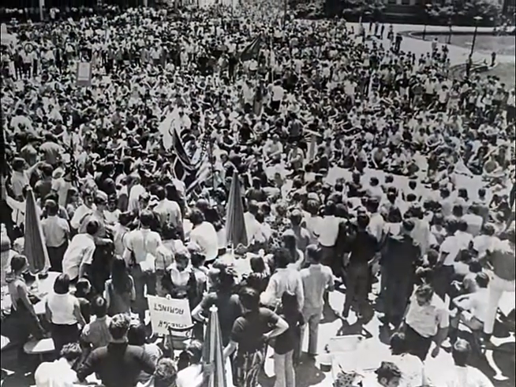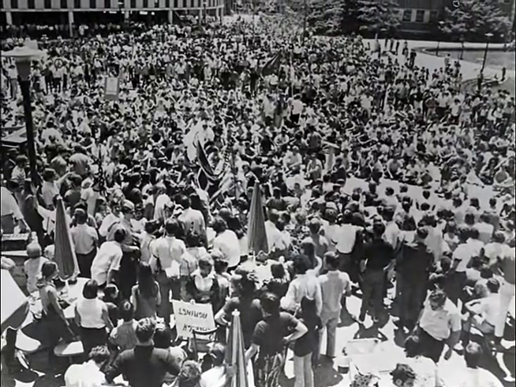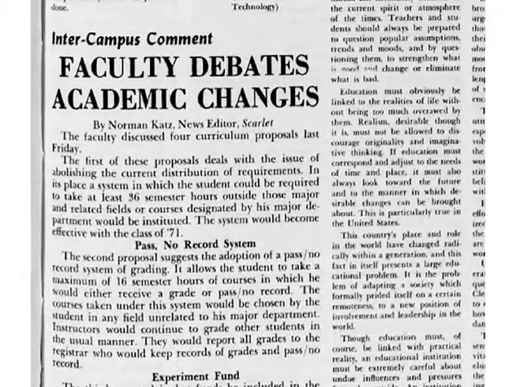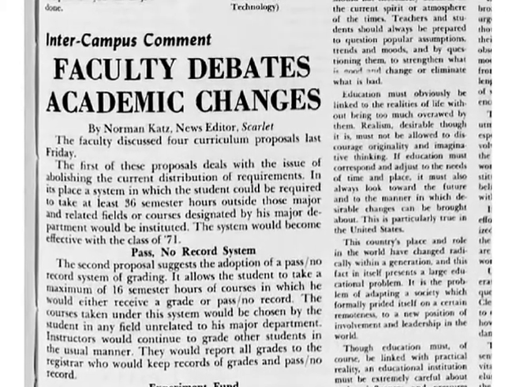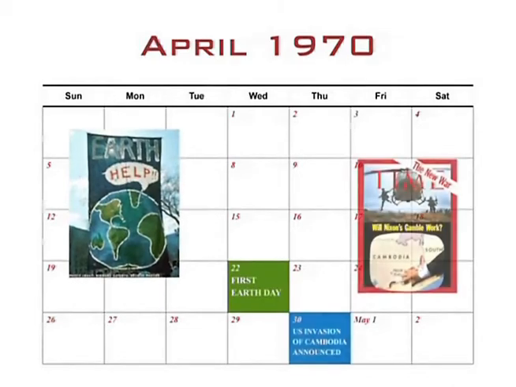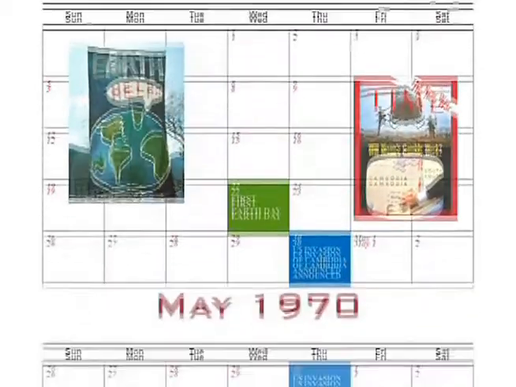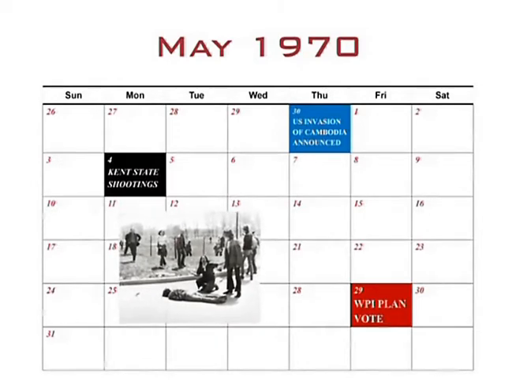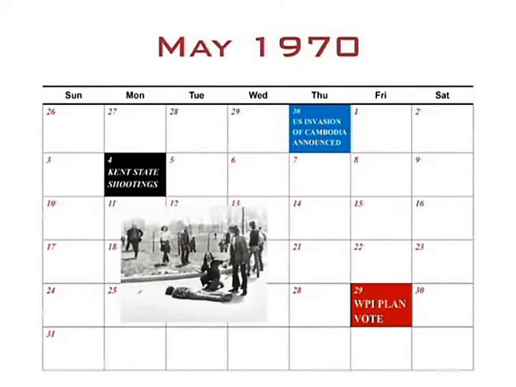Events boiled over in the spring of 1970, making it clear to the WPI faculty that a fundamental change was needed in the way the university viewed the relationship between technology and society. The first Earth Day, the expansion of the Vietnam War into Cambodia, and the resulting deadly protests at Kent State all became catalysts for change at WPI.